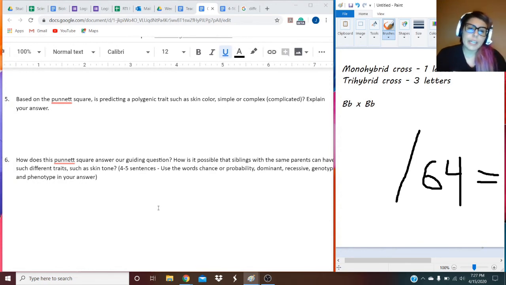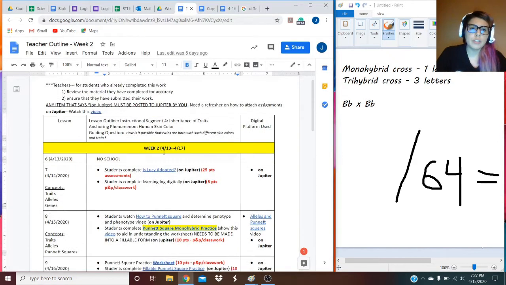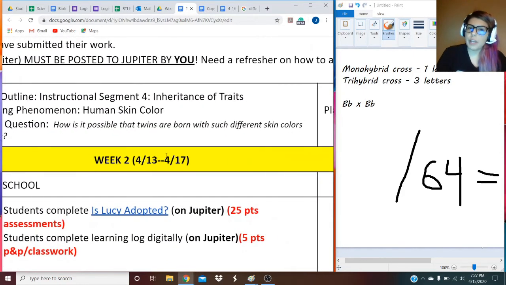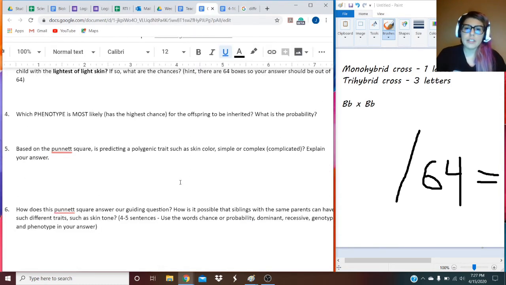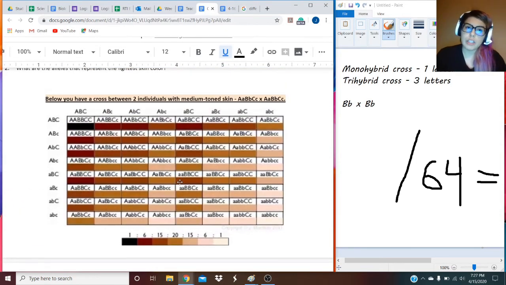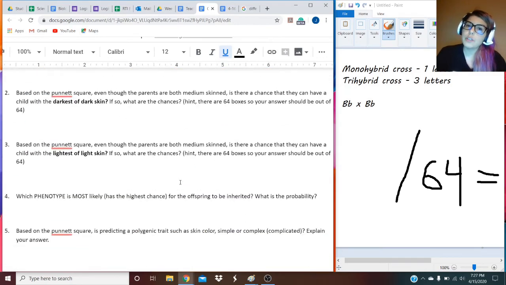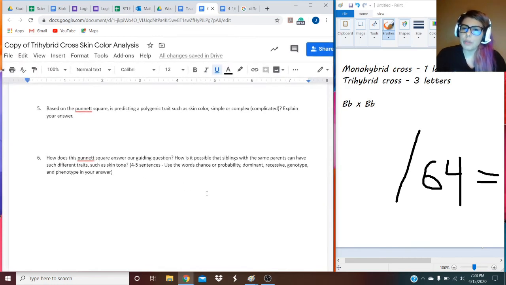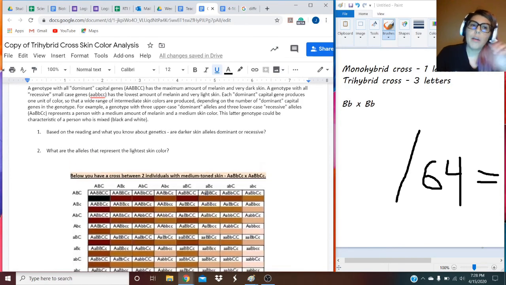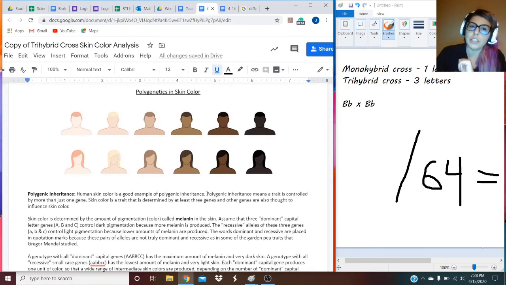Number 6, how does this Punnett square answer our guiding question? If we remember our guiding question, how is it possible that twins are born with such different skin colors and traits? How does this Punnett square, this trihybrid cross, explain that our 2 twins are so vastly different? Of course, you're going to use these words to help you answer that question: probability or chance, dominant, recessive, genotype, and phenotype. Again, all words we've covered thus far. You're just now adding a level of complexity by talking about this trihybrid cross and polygenic traits.